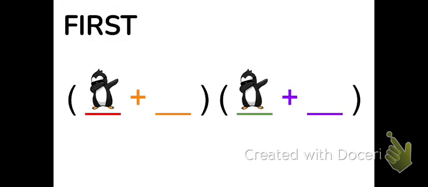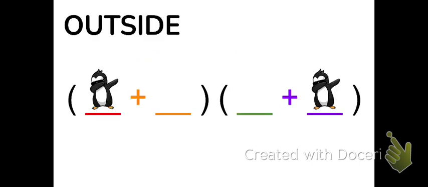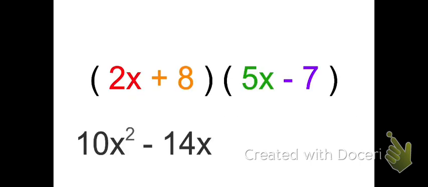So what that means is you multiply the first numbers in each set of parentheses. So the 2x times the 5x. 2 times 5 is 10. X times x is not x, it's x squared. Then we multiply the outside numbers.